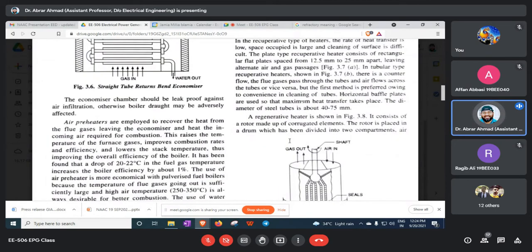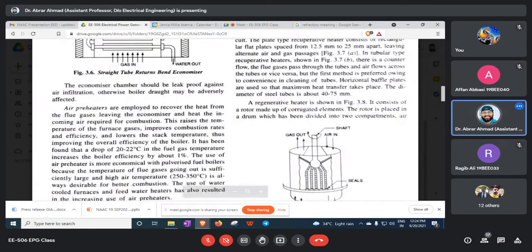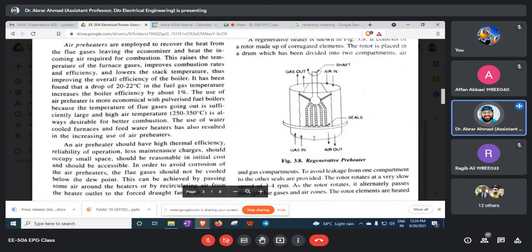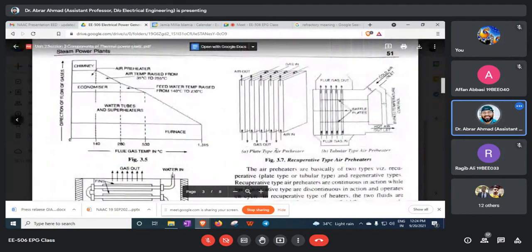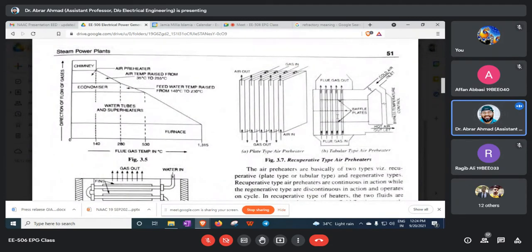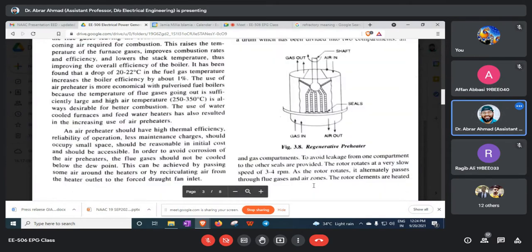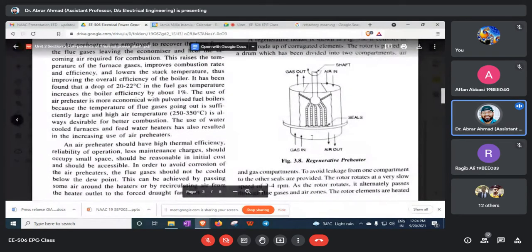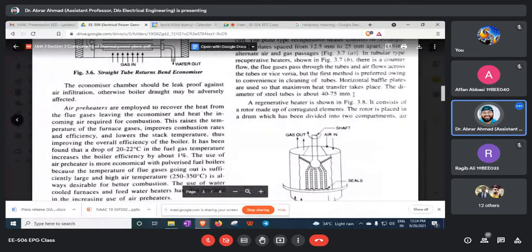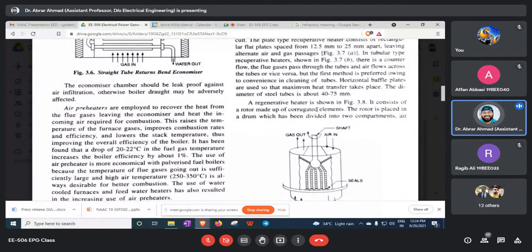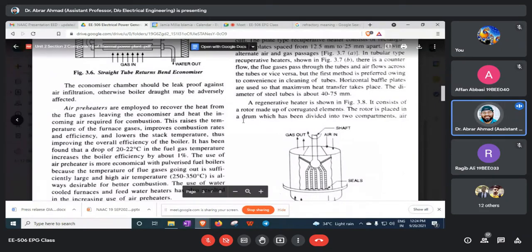A regenerative heater, which is shown down. Okay, so that above one, plate type or tubular type, is of one type, that is recuperative. Okay, where fins are side by side. And regenerative is something which is in figure 3.8, which consists of a rotor made up of corrugated elements. You can see the elements. The rotor is placed as a drum.